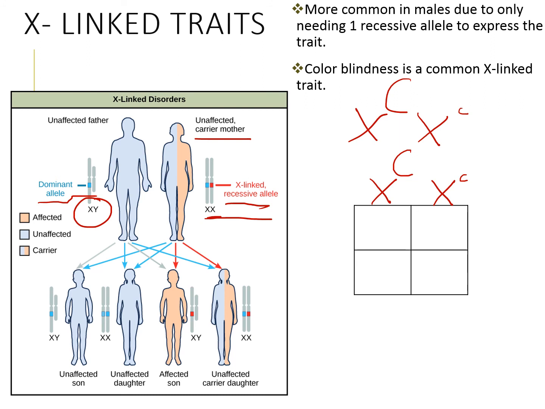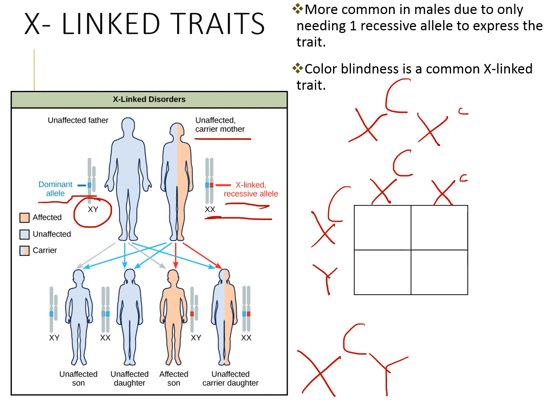So the male is going to be written like this, X can see color, and then Y. I don't have a copy of that gene on me because I'm not a homologous chromosome of the X chromosome. So half his gametes will have X can see color, half of them will be Y.